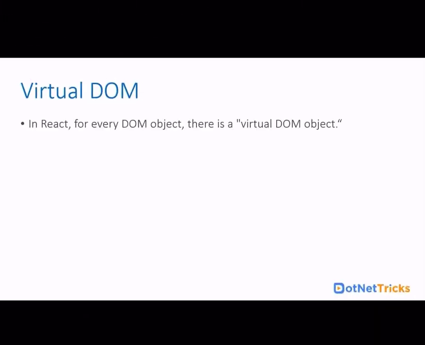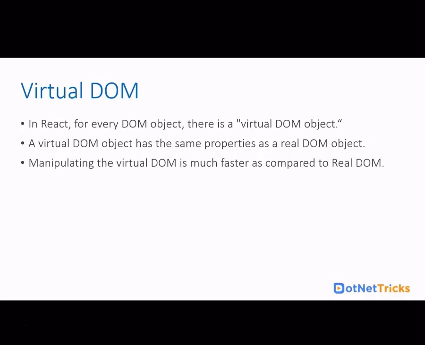So here in virtual DOM, just like a real DOM, we also have a node tree that lists the elements and their attributes and the content as objects and their properties. In React, for every DOM object there is a virtual DOM that has the same properties and objects as the real DOM. Whenever we manipulate the virtual DOM, it is much faster than the real DOM as well.